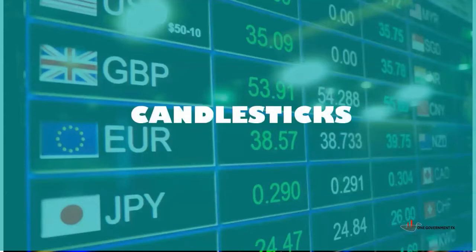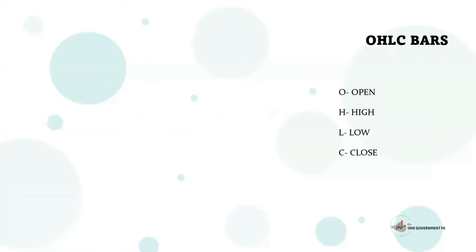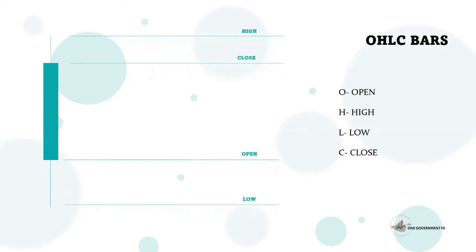Now we're going to look at candlesticks. You could also call them OHLC bars. This is an example of the candlestick on the left hand side here. What OHLC means is open, high, low, and close. This is a breakdown of the candlestick. At this point here, what this says is this is the high of the candle.